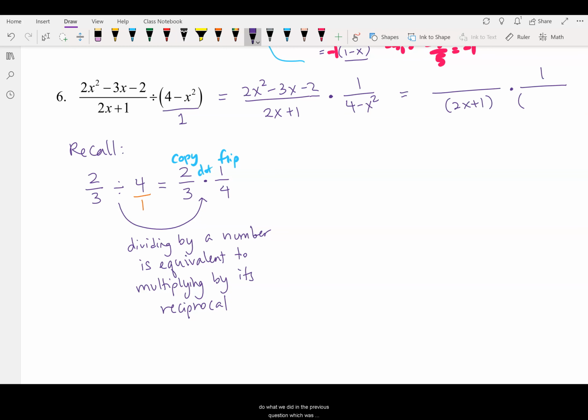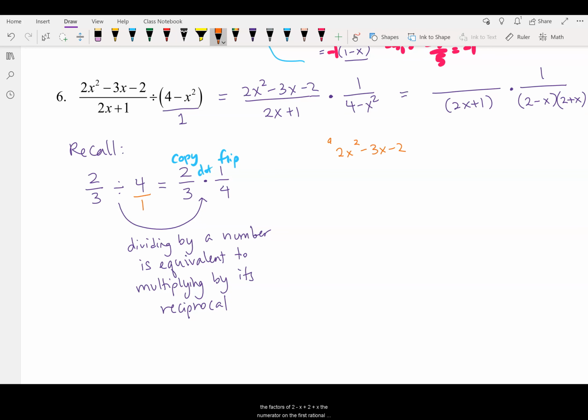I notice in my second fraction, 4 minus x squared, that's a difference of squares. So that always factors as sum and difference of the same terms. So 4 is 2 squared, and I end up with factors of 2 minus x and 2 plus x. The numerator on the first rational expression, 2x squared minus 3x minus 2, we're going to need to break that trinomial down a little bit further.